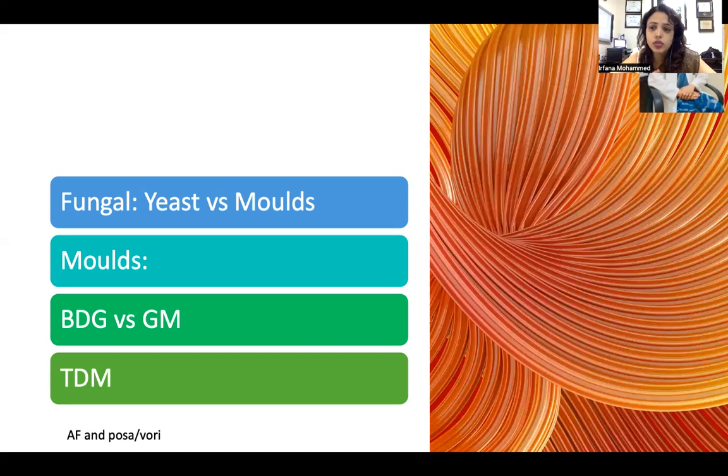And for isavuconazole, the pharma companies have not recommended drug monitoring, but in critically ill patients with joint or bone infections or brain infections, it will be better to do therapeutic drug monitoring and adjust the dose, and if needed, maybe give a little bit of a higher dose for these critically ill patients.